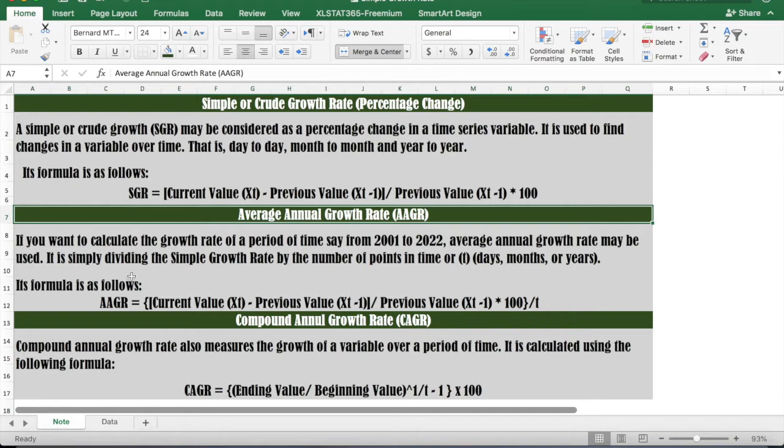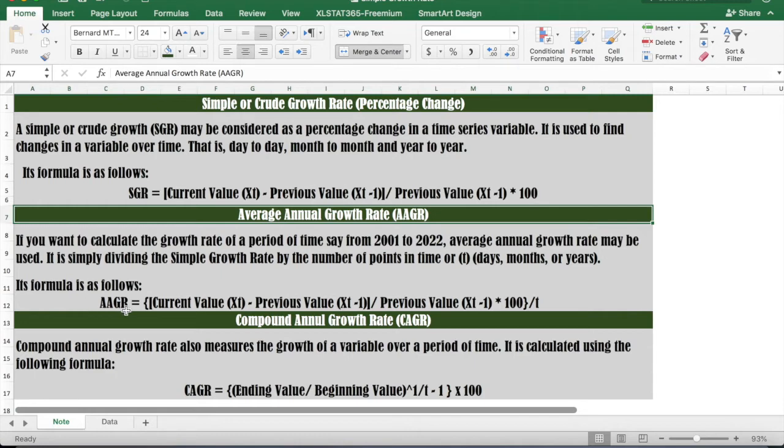It is simply dividing the simple growth rate by the number of points in time or t, which may be days, months, or years, or quarters, depending on the data. Its formula is as follows.